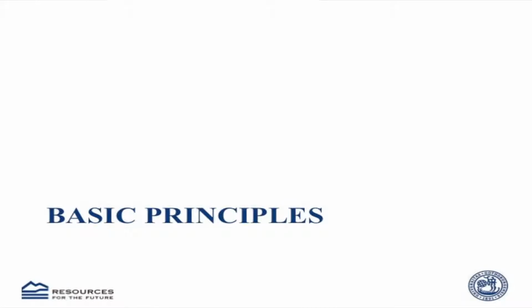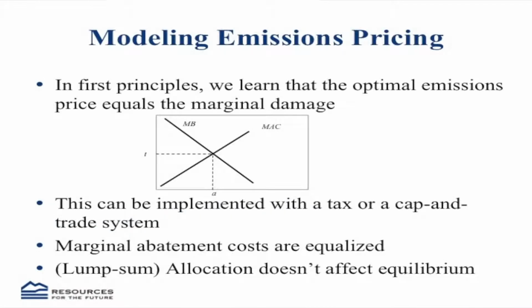Okay, so let's just start out with some of the basics. When you first start learning about emissions trading, pricing, and cap and trade schemes, we think about abatement and marginal abatement costs. And so we learn that at the optimal emissions price, if our marginal benefits of abatement look like this, a downward sloping curve, and the marginal costs of abatement are upward sloping, then the optimal emissions price is where the marginal benefits equal the marginal costs.